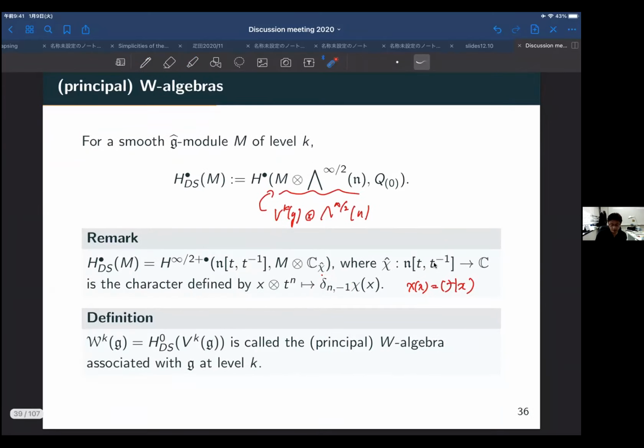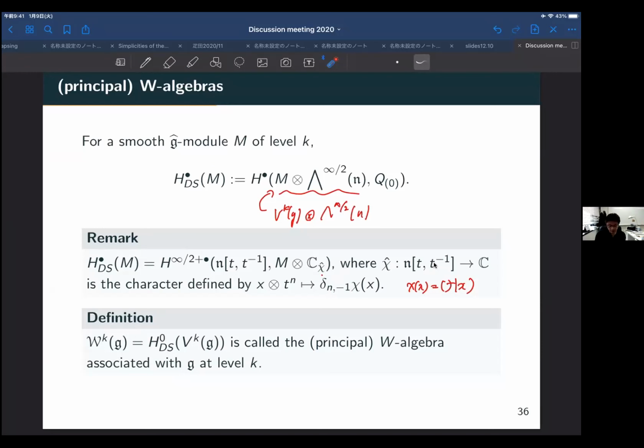Can I ask? Is that equivalence between those semi-infinite cohomology and this construction just direct, or is there some isomorphism? It's exactly the Feigin complex which defines semi-infinite cohomology. And it becomes obvious that it's the same as the semi-infinite wedge. Yes, it's obvious. Great, thank you.